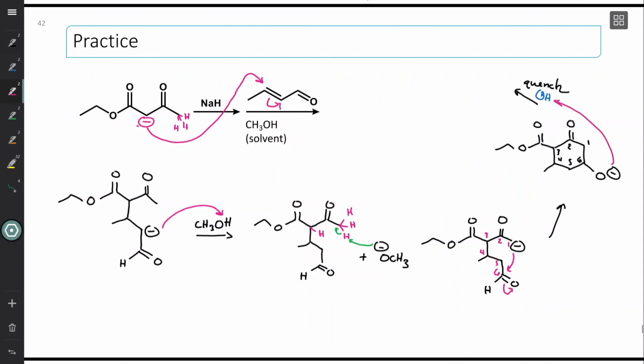Now, if there is heat, then condensation. And so if we got condensation, then the final product would be this one with the ester. There you go. So that is a full Robinson annulation with condensation.